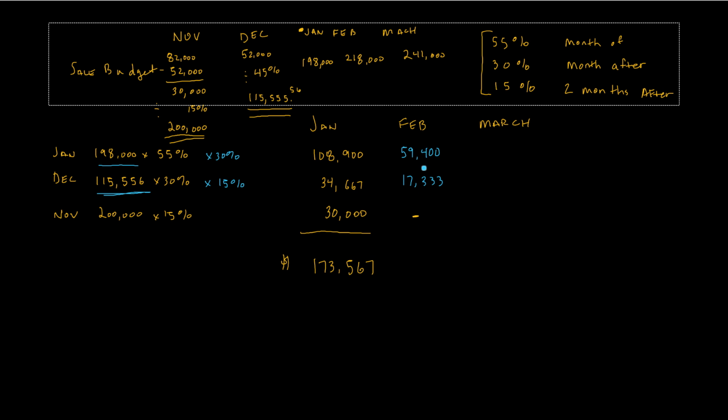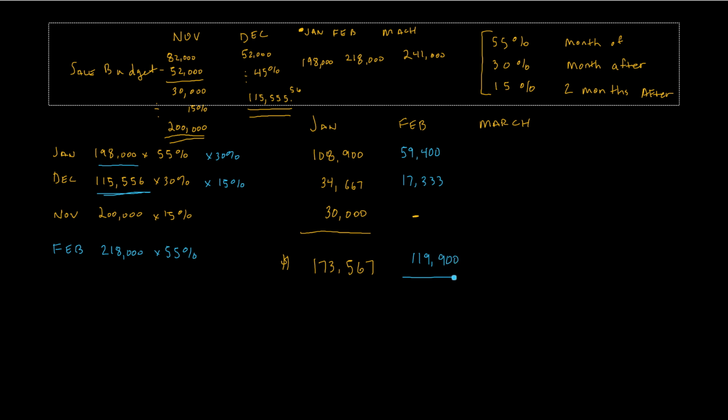February. Am I going to collect any other sales in February? Am I going to collect cash from any other sales in February? I sure am. I'm going to collect February, right? So in February, my sales are $218,000 times my 55%, because that's what I collect in the month of the sale. And I take my 218,000 times my 0.55, end up with, come right here, 119,900.